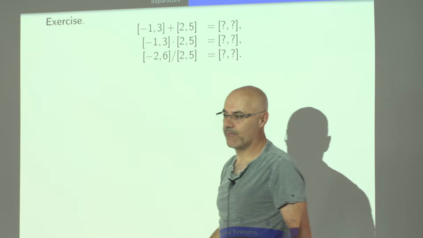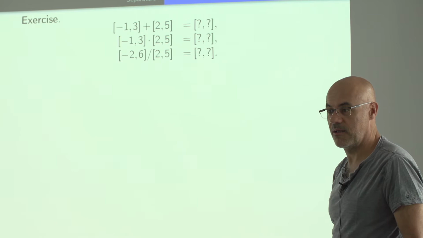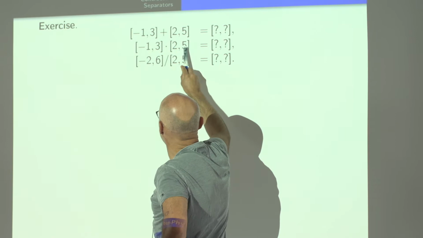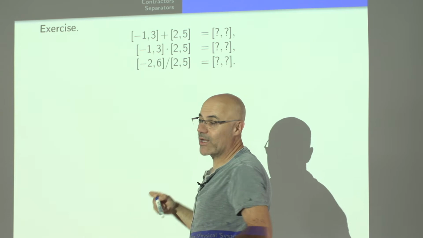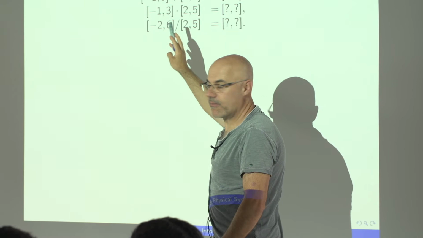Minus what? Five. And the maximum? 15. Does everybody agree? Of course, minus 5 is possible because this times this is minus 5. This times this is minus 2. So what we do is we take all of them, and we take the maximum and the minimum, and we are sure that we enclose all possible values. Okay. What about this one?